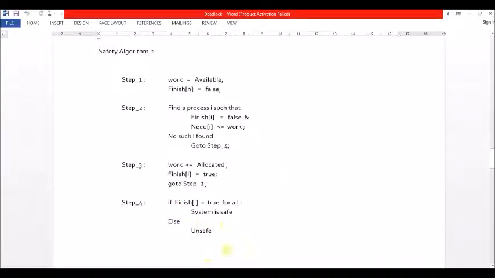Okay, so when does this unsafe situation happen? Suppose in the previous example, after providing a loan to Smith, the last customer, the available money is 50,000 rupees, right?